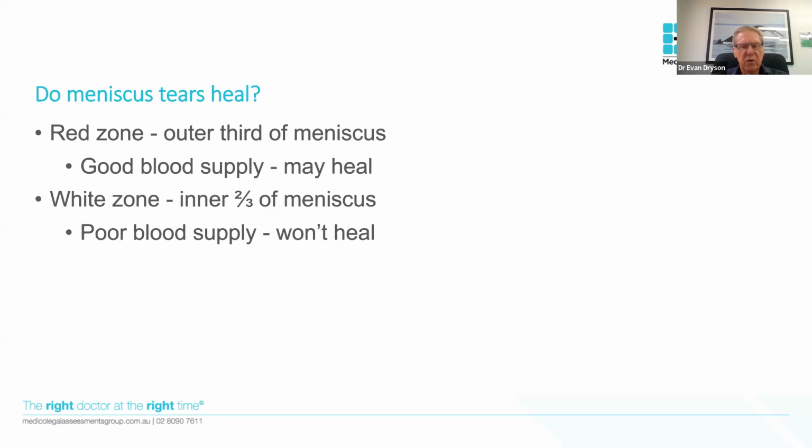The inner 2/3 of the meniscus has a poor blood supply and therefore is called the white zone. Because of the poor blood supply, it will generally not heal by itself. This is important because, in fact, most tears are in the white zone.